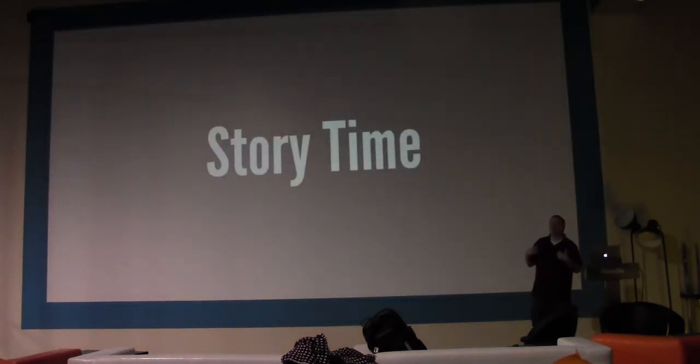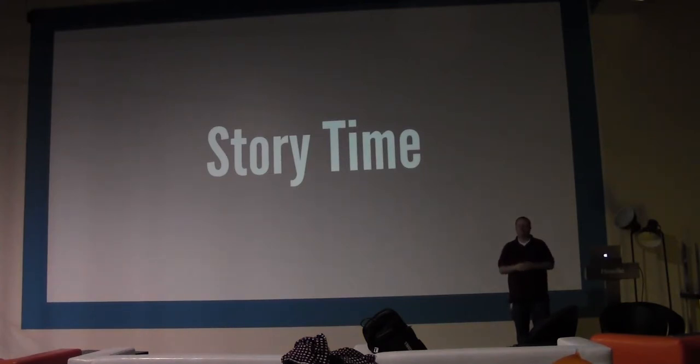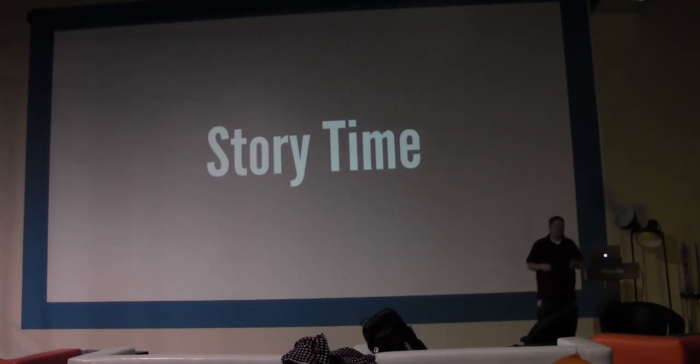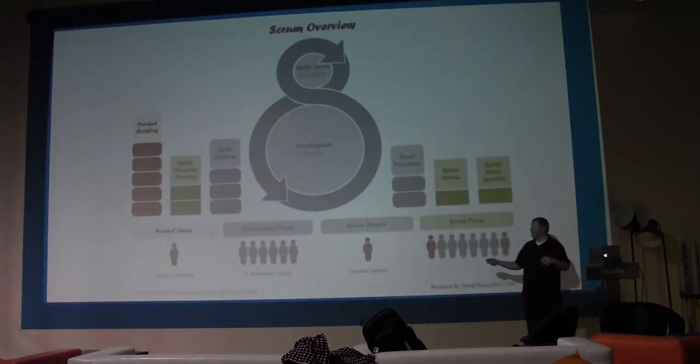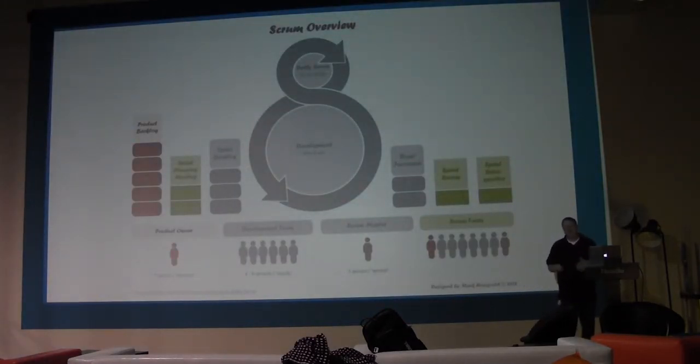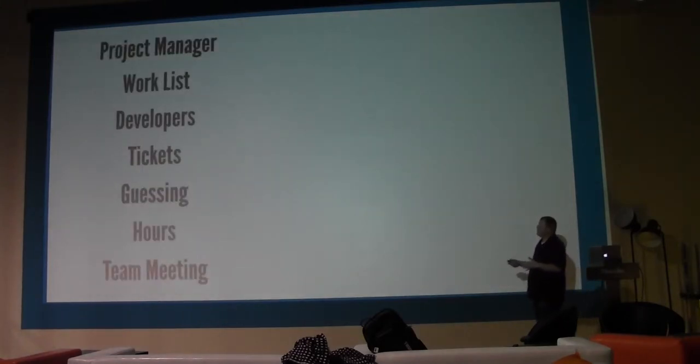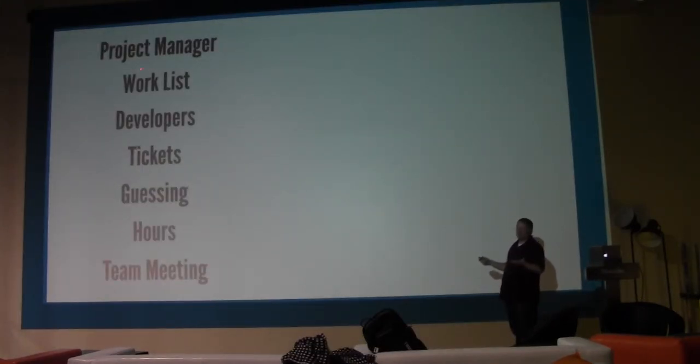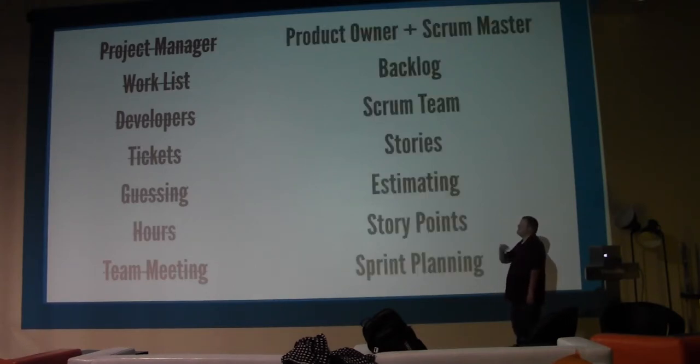So a quick story for us is that at DDM, when I joined, we were doing Agile. And we had the meetings, and we had some of this stuff, and we weren't doing very good, so we said, oh, we're going to double down on the efforts. And so we came out and made a diagram, once again, very similar, DDM colors. But what we really had done is we took what we used to have, a project manager and our work keyword list, we had developers, we had tickets, we had guessing hours, and we had a team meeting every 2 weeks, and we just renamed everything and said, we're no longer a project manager, we're a product owner and scrum master. We no longer have a work list, we have a backlog.